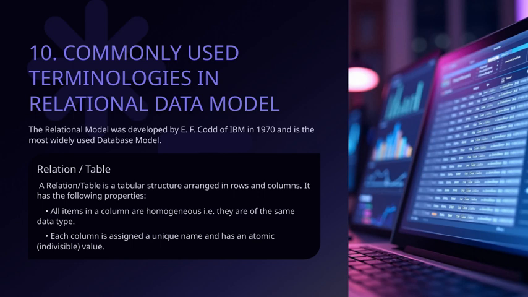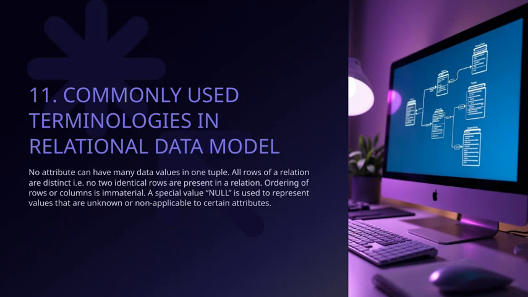Let's take a closer look at some of the key terminologies we use in the relational data model. First, it's important to remember that no attribute can have many data values within a single tuple. This means each attribute in a row holds just one value, keeping the data clear and consistent. Next, all rows in a relation are distinct, so you won't find two identical rows. They're unique, which helps us avoid confusion or data redundancy. Also, the order of the rows or the columns doesn't matter. Whether you change the sequence, the data remains the same, emphasizing the logical structure over physical arrangement.